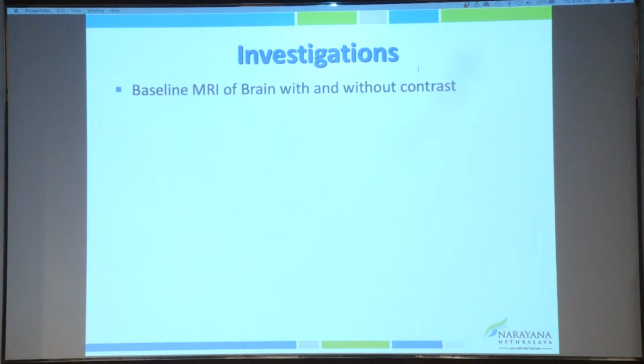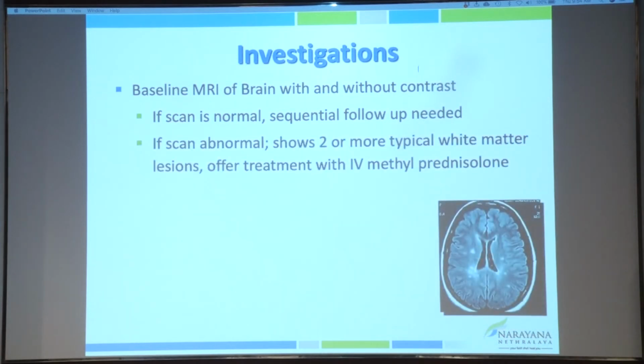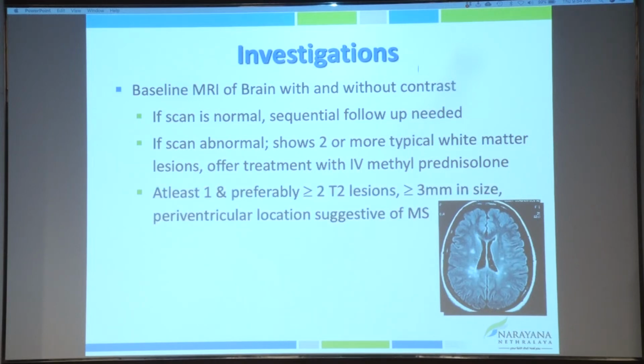So how do you investigate? A baseline MRI of brain with and without contrast is mandatory to pick up any enhancing lesions. If scan is normal, sequential follow-up is needed. But if scan is abnormal, as you can see, 2 or more typical white matter lesions, offer treatment with IVMP. And if you have this classical presentation, we are thinking of MS.